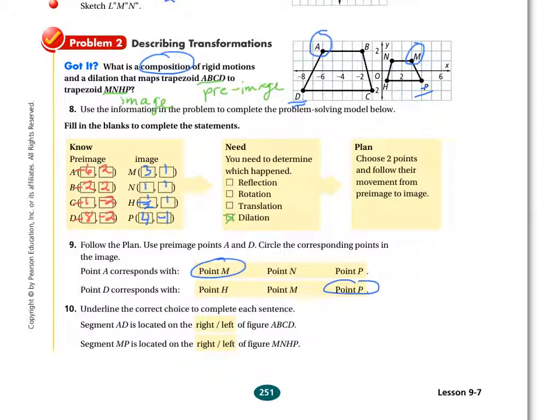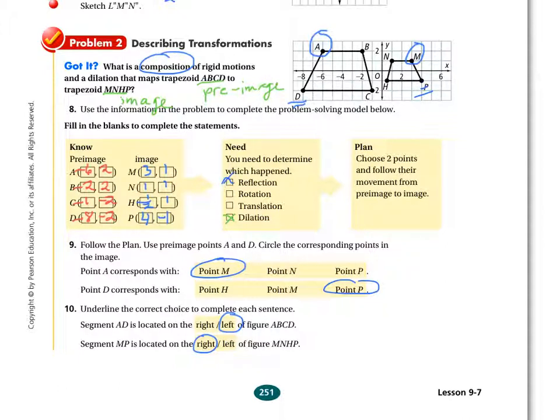Then they want you to look at segment AD. Segment AD is located on the right or the left of the image, or the pre-image figure? The left side. And then segment MP is located on which side of the image figure? The right side. So those are corresponding sides. So for this side here to go from the left to the right, what may have happened?